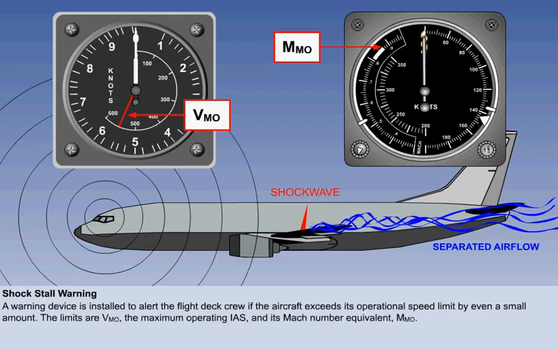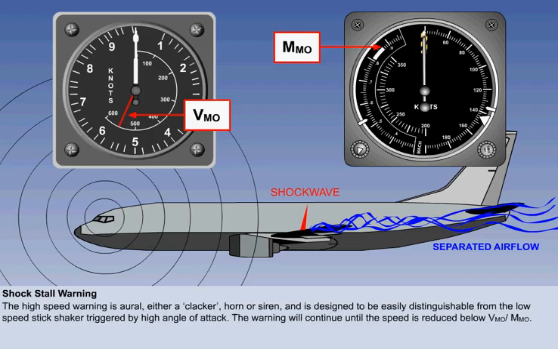The limits are VMO, the maximum operating indicated airspeed, and the equivalent Mach number, MMO. The high-speed warning is aural, either a clacker, horn or siren, and is designed to be easily distinguishable from the low-speed stick shaker triggered by high angle of attack. The warning will not be cancelled until the speed is reduced below the speed at which it is triggered.